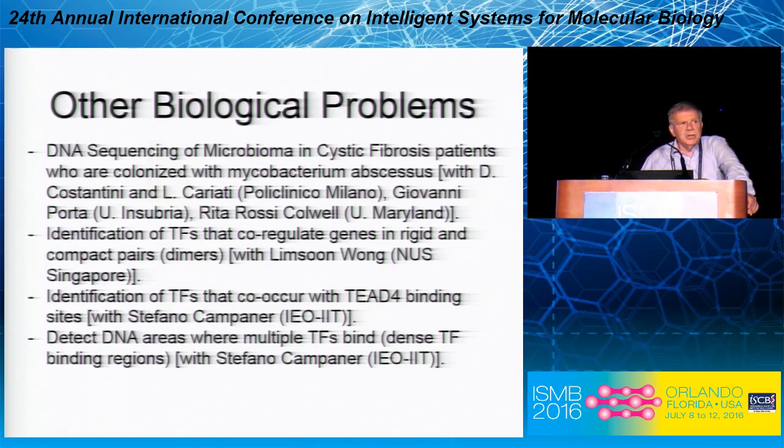And we are working with biologists on many other projects. We are working on the microbiome, in particular for a specific disease. And we are looking for dimers, particular pairs of transcription factors that co-regulate genes. We are looking at transcription factors co-occurring with particular binding sites, and also looking for areas which are dense of transcription factors. So these are examples of the kinds of problems that can be studied by using typically public data, in most cases, and using the system.